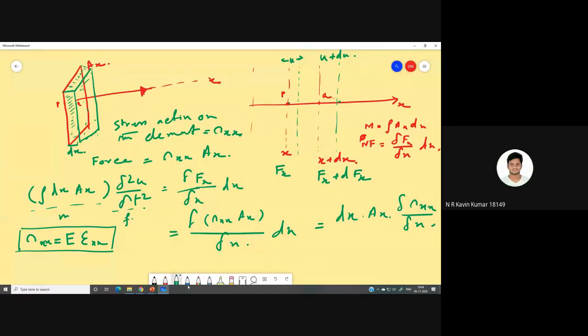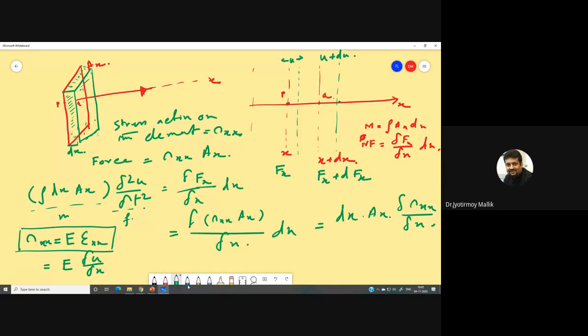So this is your normal stress and this is your longitudinal strain. And the constant is Young's modulus, right? Yes. And then I can write down E. Now, what is epsilon xx? Epsilon xx is nothing but delta U by delta x, the change in the displacement vector, right?